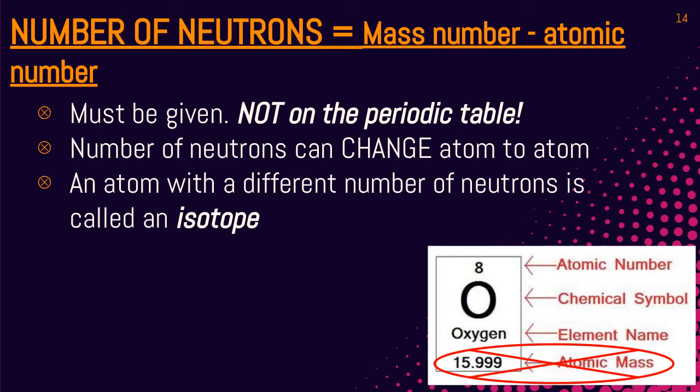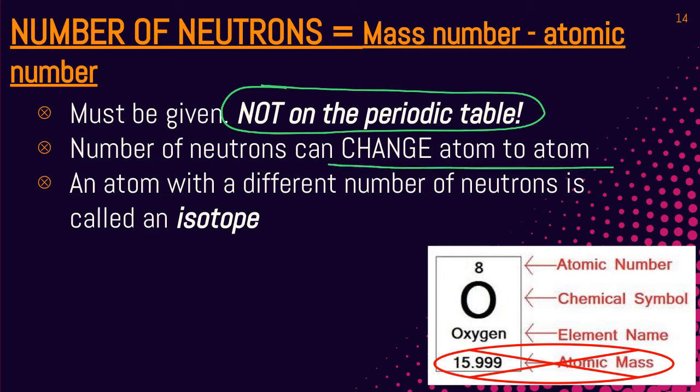Speaking of number of neutrons, we take our mass number and subtract our atomic number, just like we did on the previous slide. It has to be given. It is not on the periodic table. Can't emphasize this enough. The number of neutrons can change atom to atom. That's why it doesn't work to use the periodic table. The periodic table is static. It's just one square. But each atom can have a different number of neutrons, so we need to be given that mass number in order to do our calculation with it.